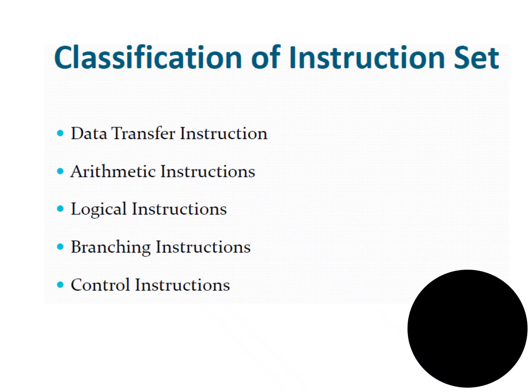Arithmetic and logical instructions perform operations like addition and subtraction. Branching is used when you have a decision-making operation. Control instruction is used if you want to control the microprocessor directly, for example to turn it off, or to interrupt the current processing. So these are the 6 types of instructions we are going to see one by one.